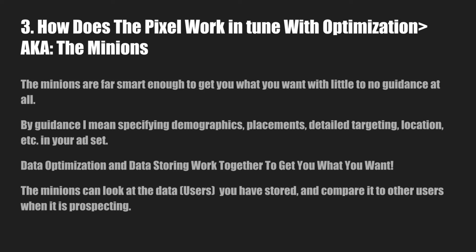So how does the pixel work in tune with optimization, aka the minions? So how does the pixel help out the minions? Basically, the minions are far smart enough to get you what you need without any guidance at all. Okay, so you don't even need data, you don't need any of this stuff. It's all pretty much just a myth. It just helps to have that stuff. The minions are very smart.